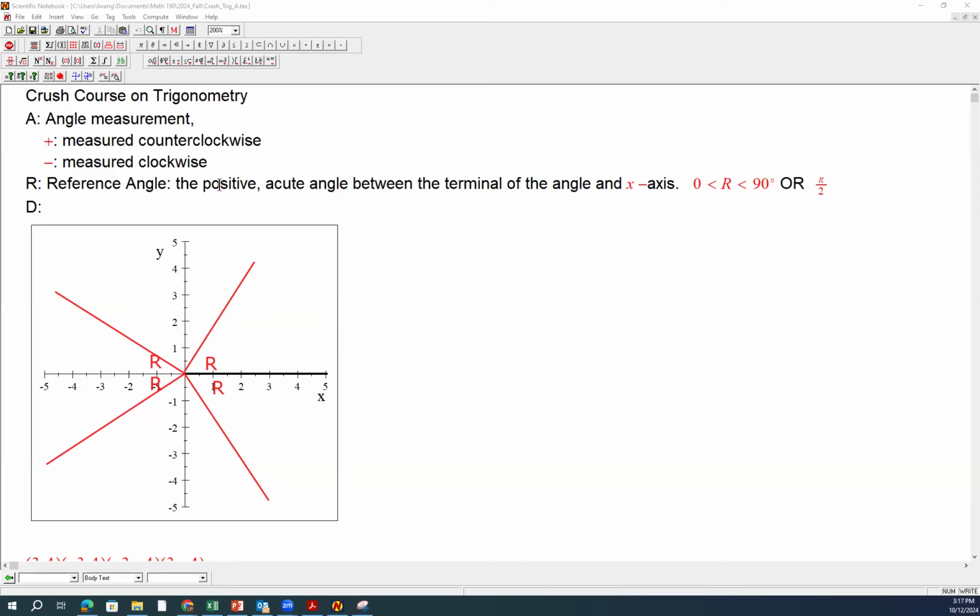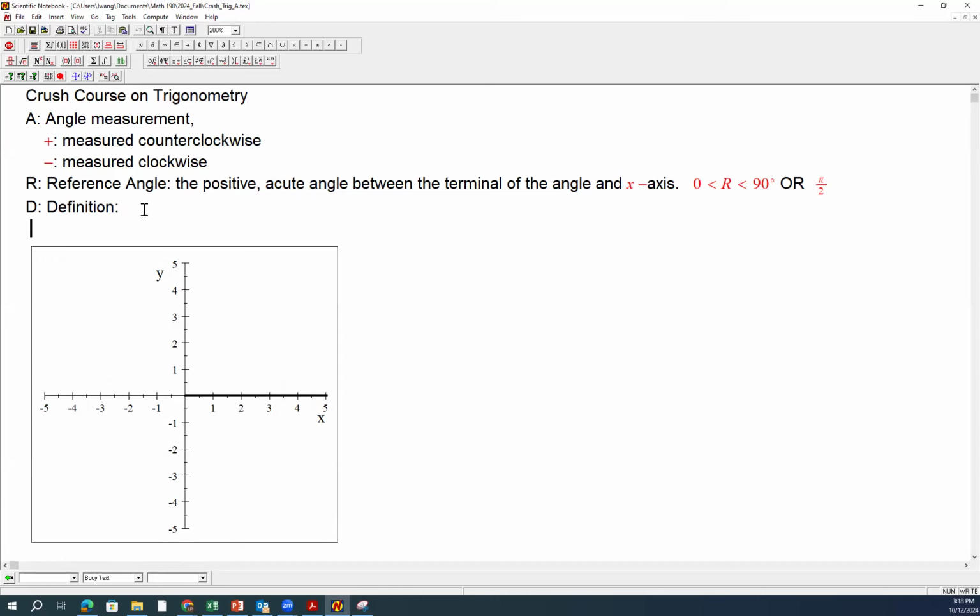So there are three elements about reference angle: positive, acute angle between the terminal and x-axis. So now let's put that away. P is about the definition of all 6 trig functions. We can call it definition.